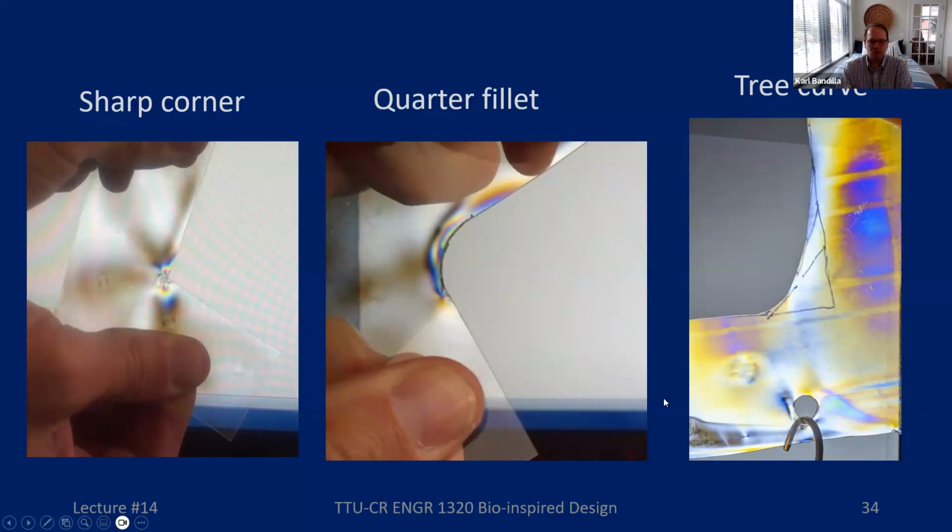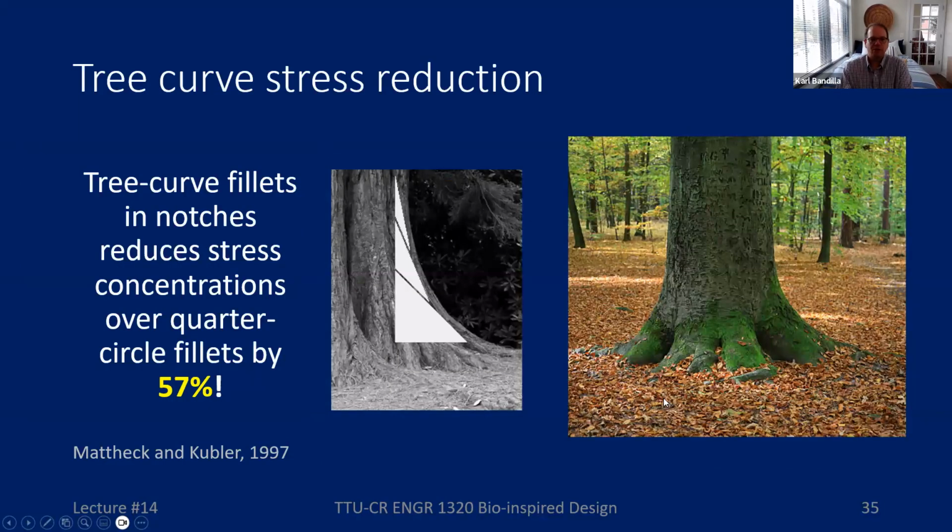So that's great. That's how trees evolved, right? And it turns out that if you do some mechanical analysis, the stresses are reduced by 57% compared to even a quarter fillet, right? So that's quite amazing how nature evolved to grow like this. And again, you can go through the forest, take out your little measuring stick somehow, and you can see that they all follow this shape.